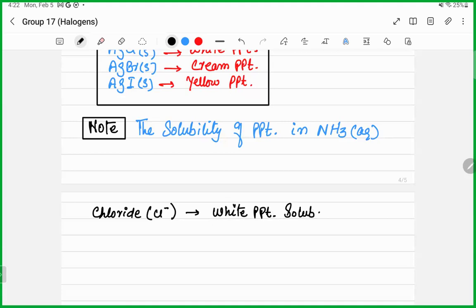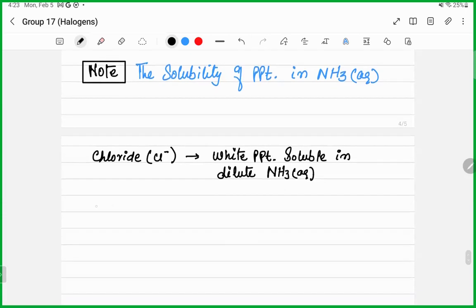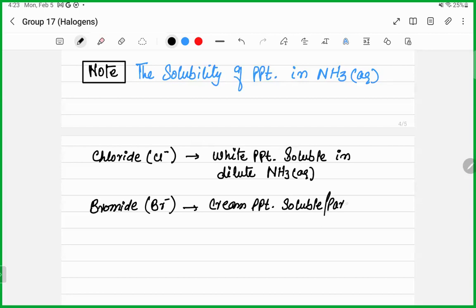soluble in dilute NH3. ठीक है, तो they are soluble. In a similar way bromide ion, which is Br negative. They are cream precipitate, and they are soluble. Sometimes we use the term partially soluble in concentrated NH3. They are insoluble in dilute.